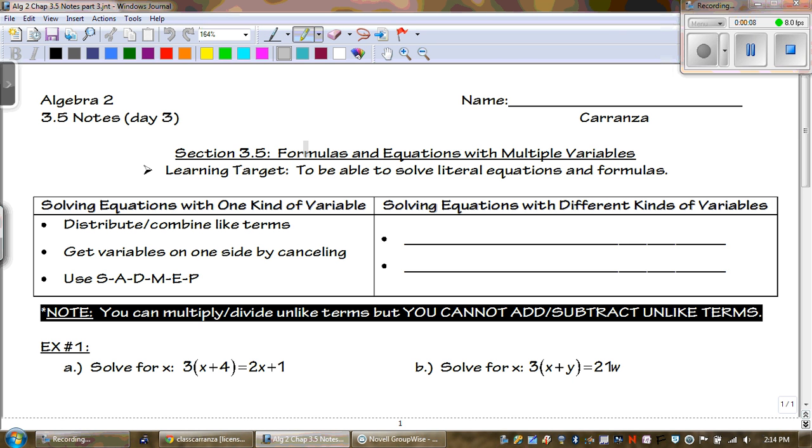Today we're going to be talking about formulas, equations with multiple variables. Our learning target today is to be able to solve literal equations and formulas.